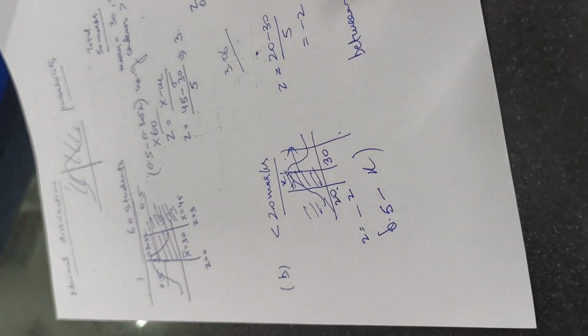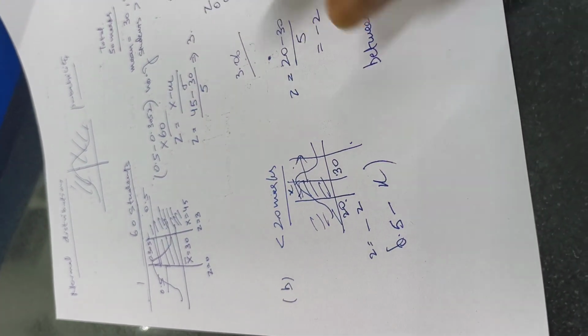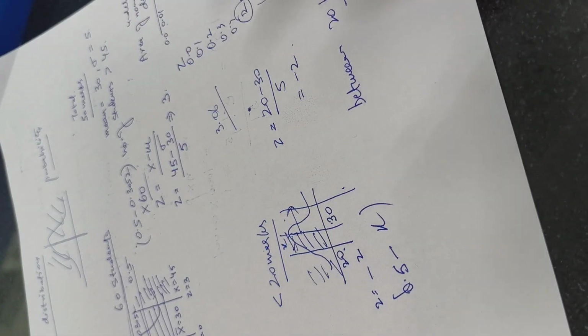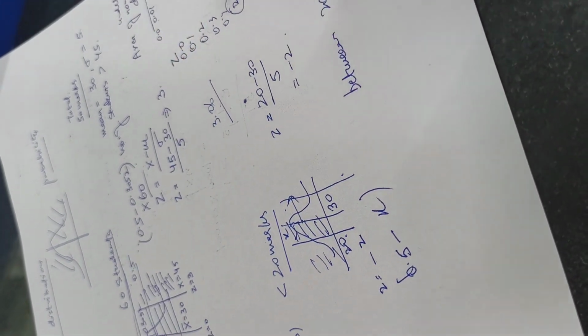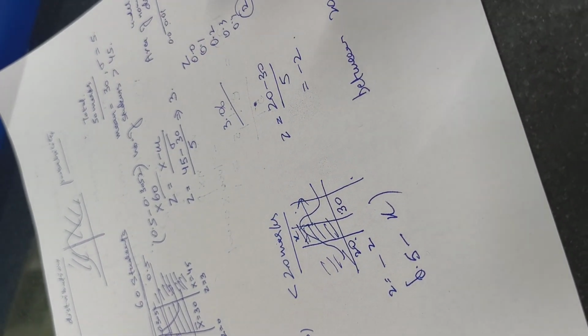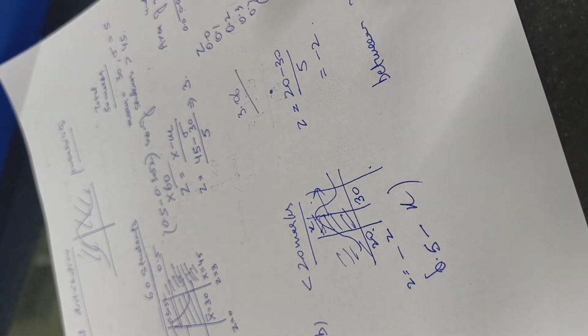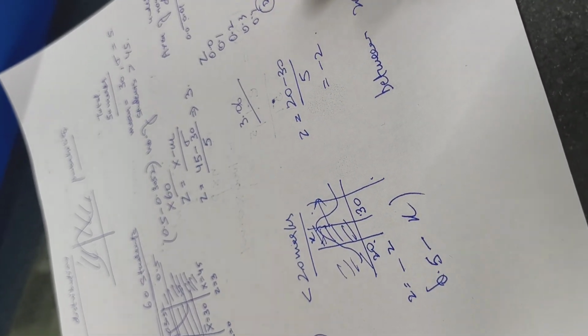So these are the three types of probability distributions. Do practice these questions, and then come up with your doubts if you have any on these binomial, Poisson and normal distributions. Thank you.